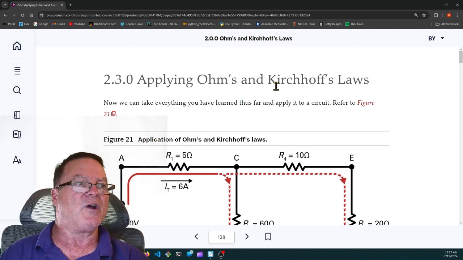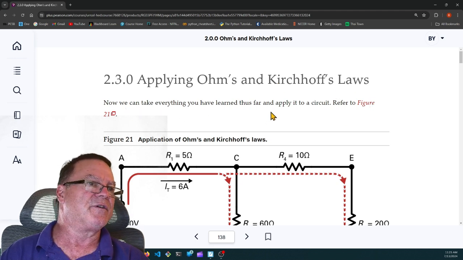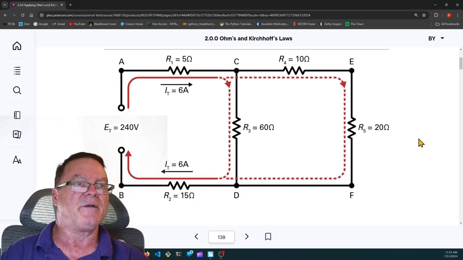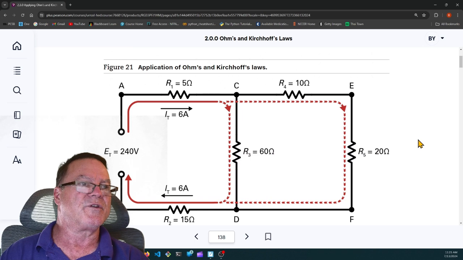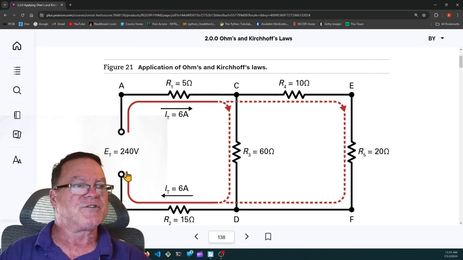Section 2.3.0, applying Ohm's and Kirchhoff's laws. Now we can take everything you've learned thus far and apply it to a circuit. Refer to figure 21, application of Ohm's and Kirchhoff's laws. So here they have a series parallel circuit. R1 is in series.